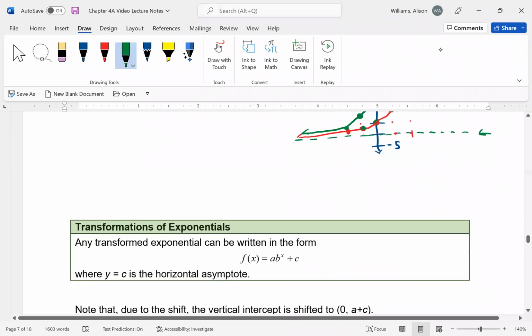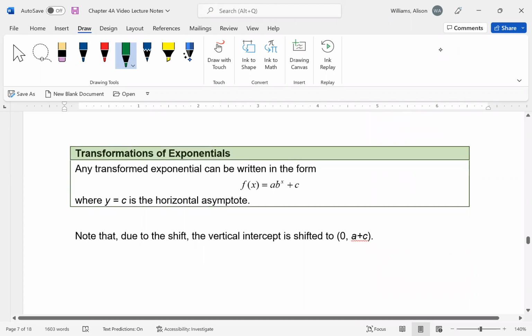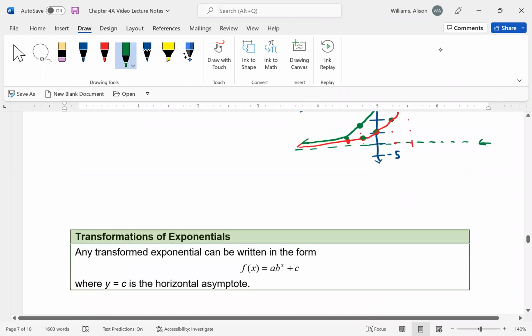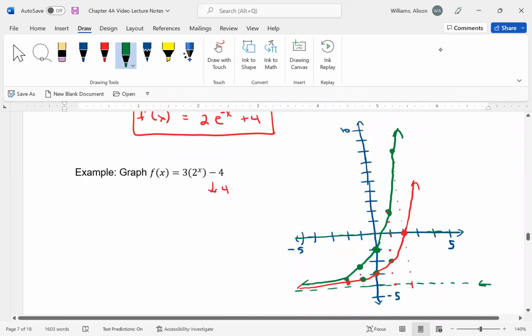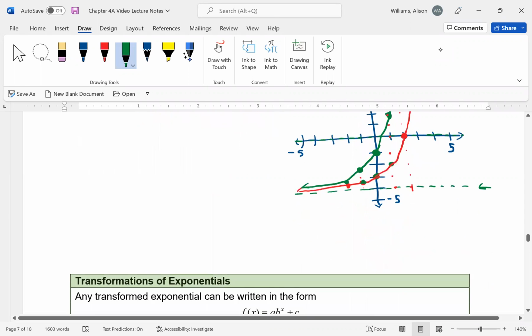So let's sum up the transformed version of an exponential. And they like to make a note that y = c becomes the new horizontal asymptote. And our vertical intercept is based on both c and a. In other words, if you add those two together, that becomes our vertical intercept. I'm sorry, I said vertical asymptote and I meant vertical intercept. So in our example up here, that was 3 and -4. If you add those together, that gives us -1, which is our green graph, the final graph. And that's where we ended up crossing on the vertical axis.